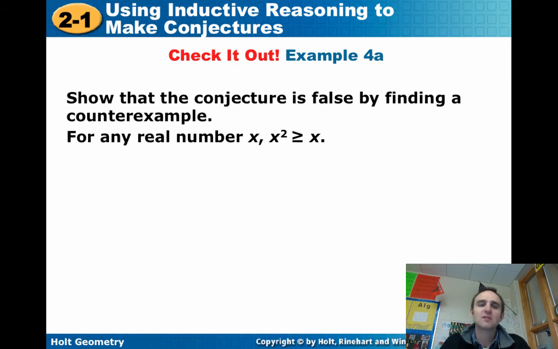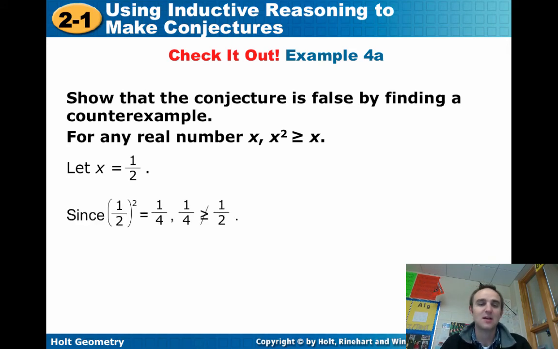Again, pause it, try it, come on back. Okay, so the conjecture is false by finding a counterexample. It has to be a real number x, which basically any number you can think of is. But the second part has to be false. x squared cannot be greater than or equal to x, which means x squared has to be less than x. So the only way this is going to work is if we have a decimal or a fraction between 0 and 1. There's our counterexample. If we do 1/2 squared, that gives us 1/4 or 0.25, which is not greater than or equal to 1/2. So our conjecture is false, and our counterexample is 1/2.